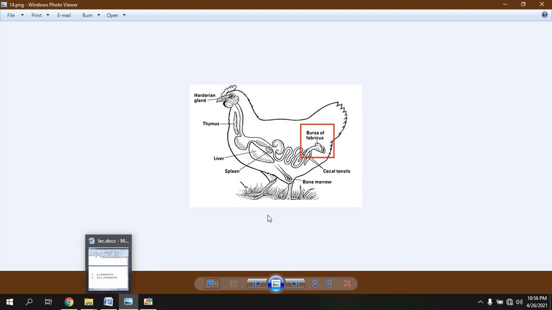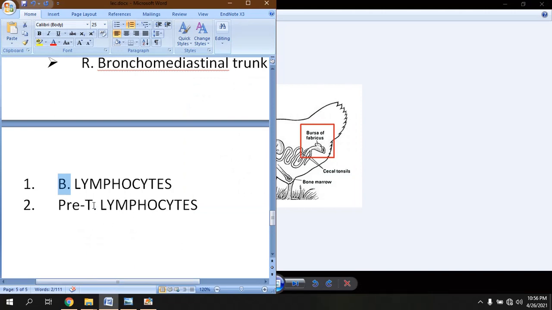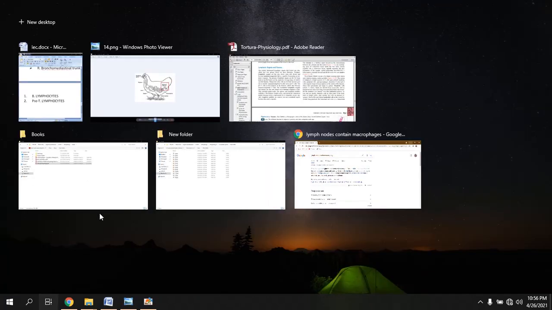Though the B lymphocytes are synthesized inside the bone marrow, firstly this was figured out inside the bursa of Fabricius of the birds. That's why this is called the B lymphocyte, and the T lymphocytes are called T lymphocytes because they are matured inside the thymus, the T part of thymus. So that is why these are called T lymphocytes.